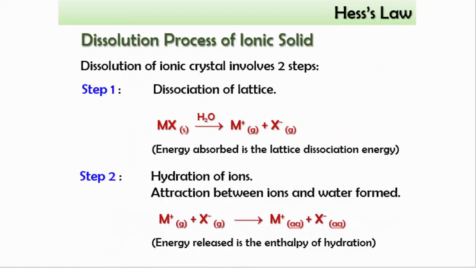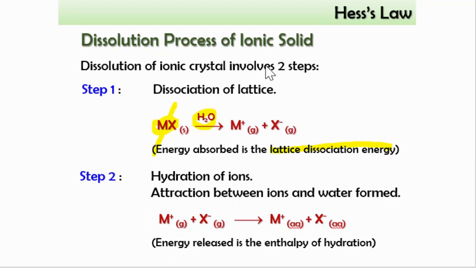Okay, so kita tengok, it will involve two steps. The first step is dissociation of lattice. So contoh kamu ada ionic solid ni tadi, and then dissociate in water, dia akan form your cation in gaseous and then anion in gaseous lah. And then the energy absorbed is the lattice dissociation energy. So ingat balik lah dia punya definition. Kalau dissociate, you pisahkan dia jadi gaseous ion.